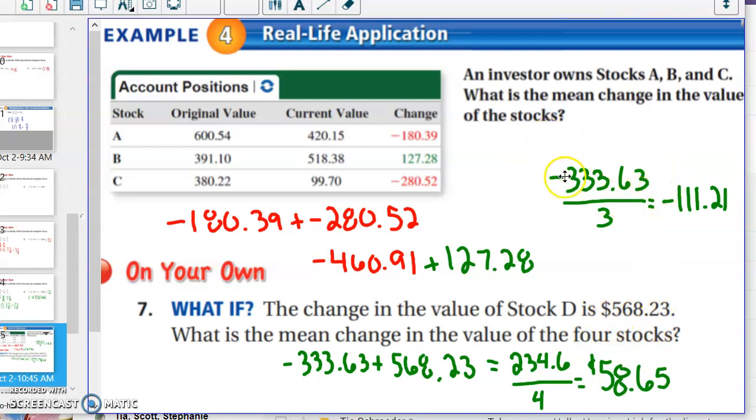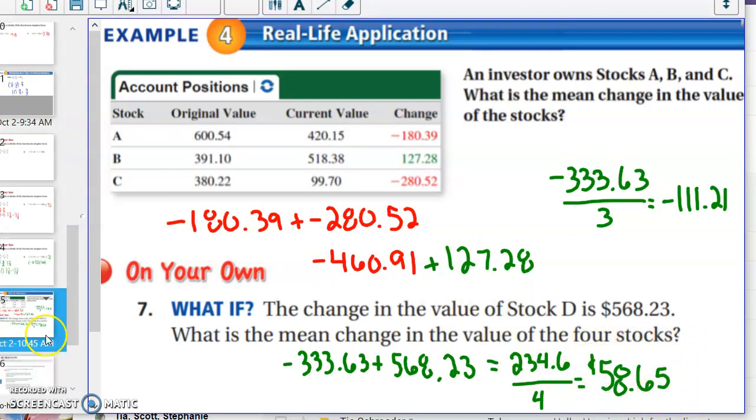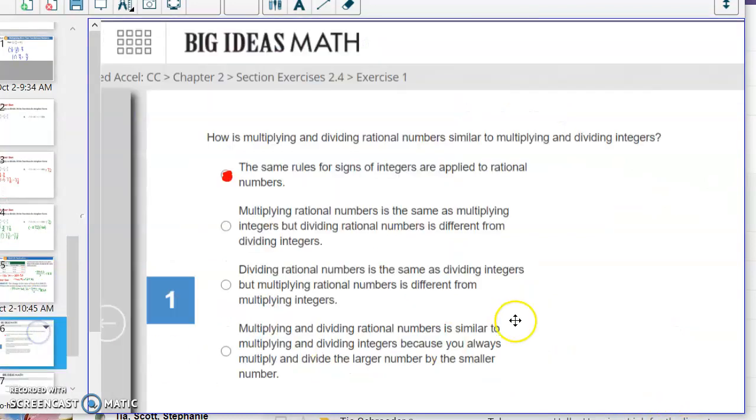For the on your own question, they added a stock D with this amount. So I took this number here and I added the positive for stock D. Those had different signs, so I had to subtract, and now I have a new sum of 234.6. Then I divided it by 4 because now I have 4 stocks, and that gave me a mean change value of $58.65.